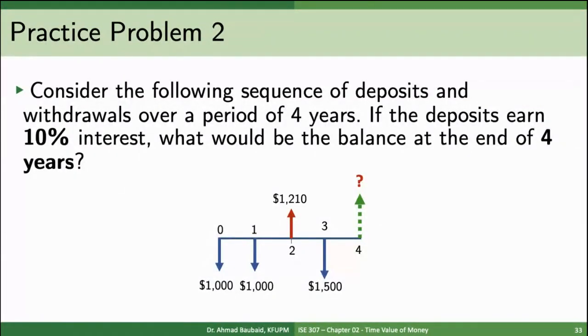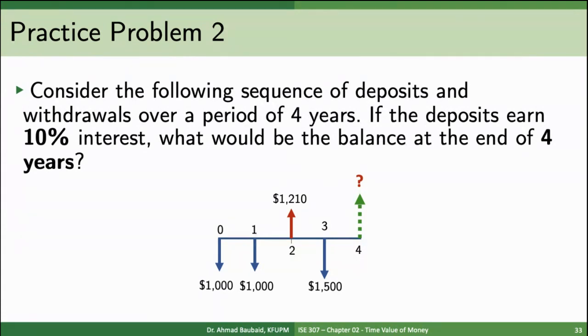All right, so here's another example which we'll go over a little bit more quickly. You have this sequence of deposits, but you actually have a withdrawal here, so you're taking money out. This is over a period of 4 years, and the interest rate is 10%. They're asking what's going to be the balance at the end of the 4th year.